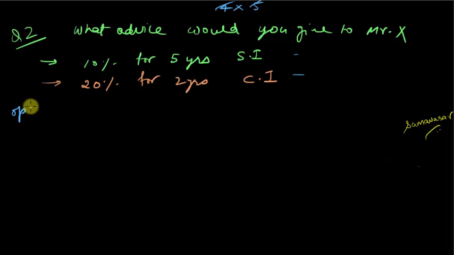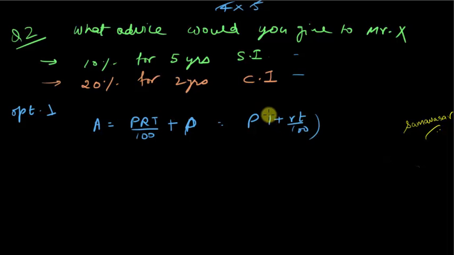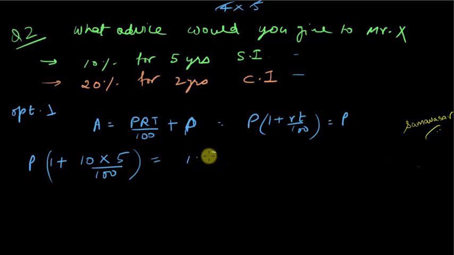So in option number 1, my amount is PRT by 100 plus the amount P, because remember in simple interest this is the interest that you earn. So this is equal to principal P, which can be written as 1 plus RT by 100. So this is equal to principal into 1 plus rate 10 into time 5 by 100, which is equal to 1.5P. So this is what I have.